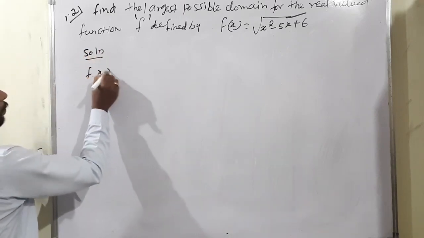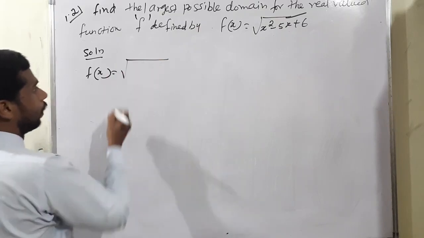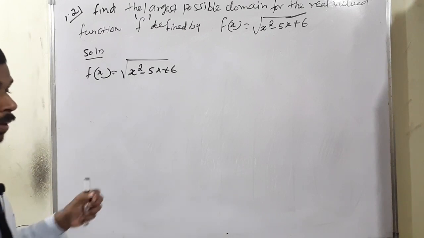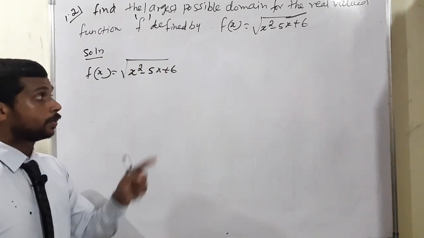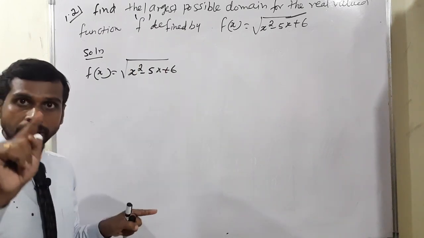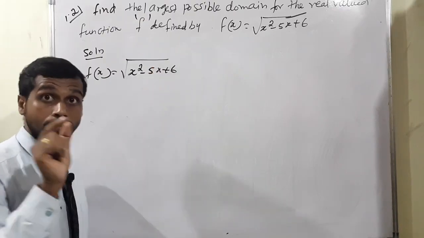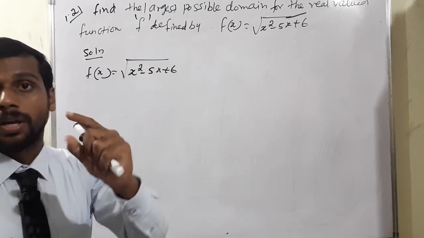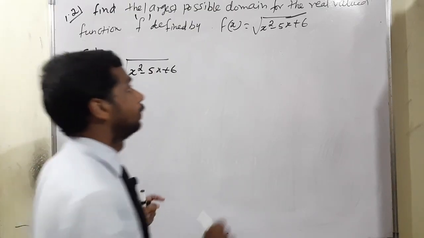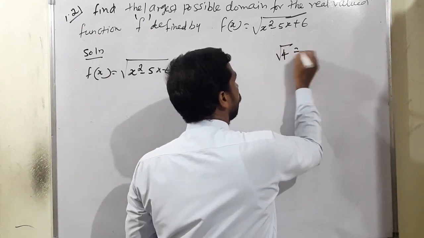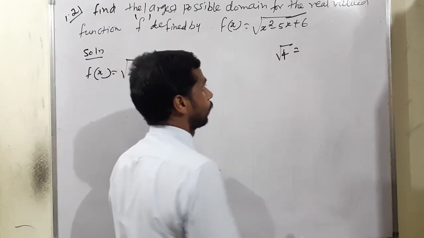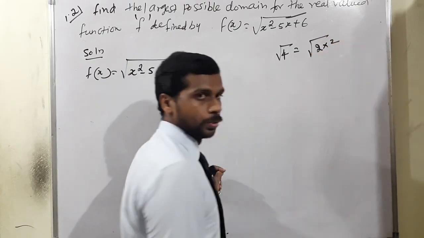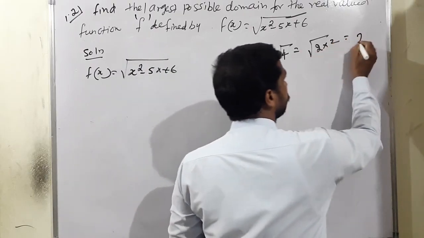The condition is f of x is equal to square root of x square minus 5x plus 6. There is a square root value. So if it is a function, whatever the value in the square root, it must be positive. If you have any negative value in the square root, it's not a function. For example, square root of 4, what value is possible? Square root of 4 means 2 into 2, isn't it? So the output is 2.